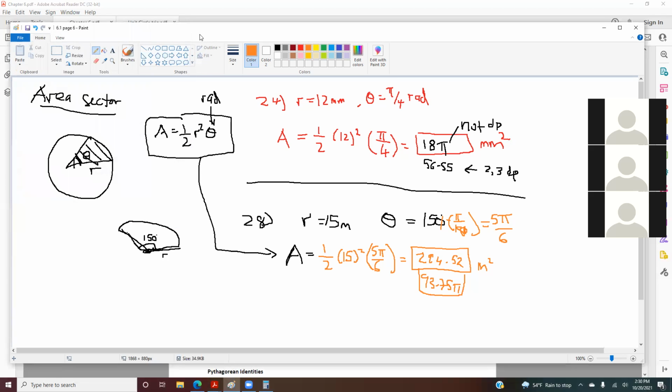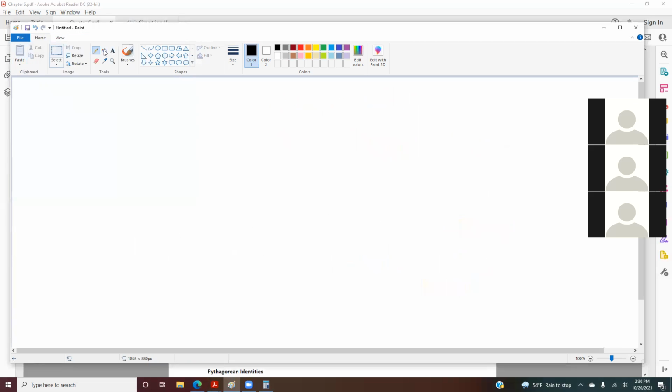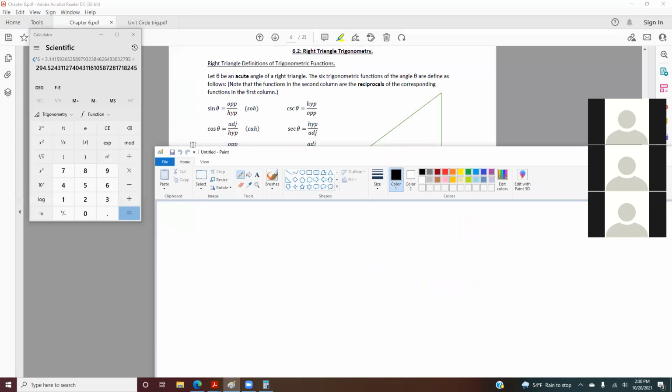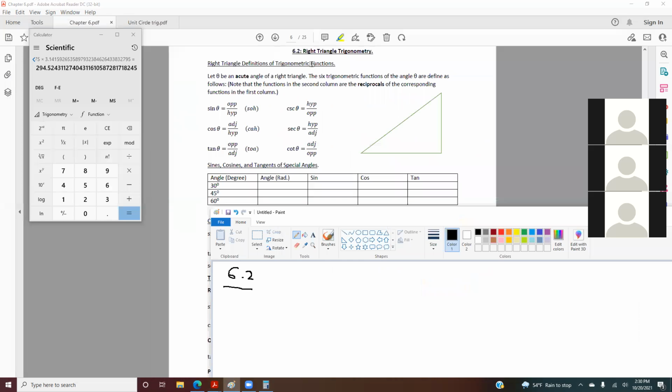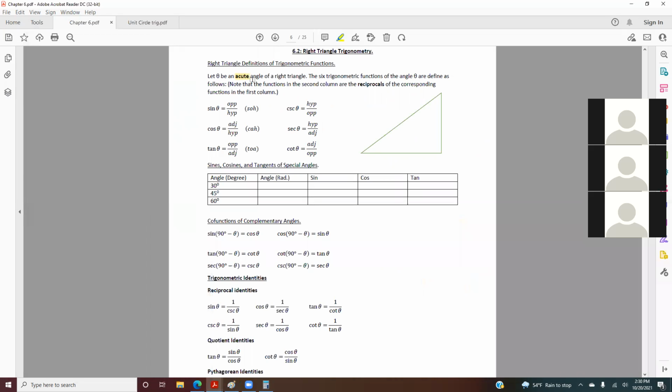Questions for me before we move to 6.2? This is the end of 6.1. Okay, so 6.2 is talking about right triangles. As you guys remember, a right triangle has a 90 degree angle, and the other angles are acute. Okay, so acute is between what angles? Anyone know? 0 to 90. So that's the reason our triangle angles are in between. For 6.2, when you do your homework, your angle is always 0 to 90, or 0 to pi over 2.